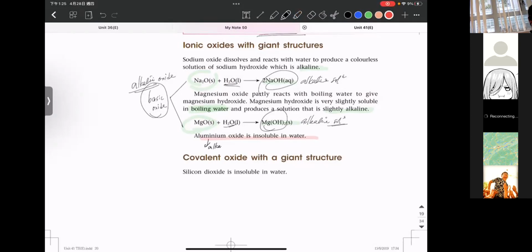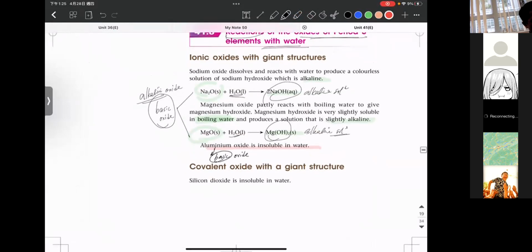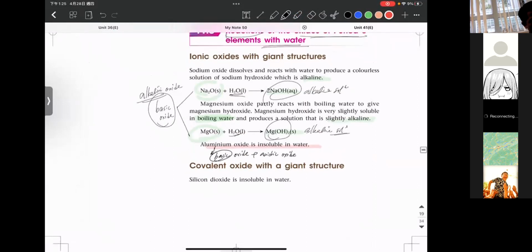Aluminum oxide, we call it a basic oxide, but not an alkaline oxide because first of all, it does not dissolve in water to form an alkaline solution, but we will also call it a basic oxide. So later on, you may get to know that it is also an acidic oxide. So you will know it later in the later pages. Very strange. It acts as both an acidic and a basic oxide.